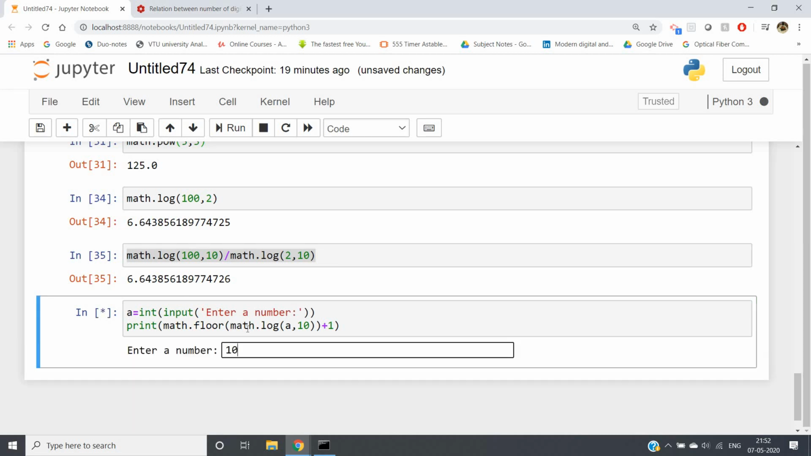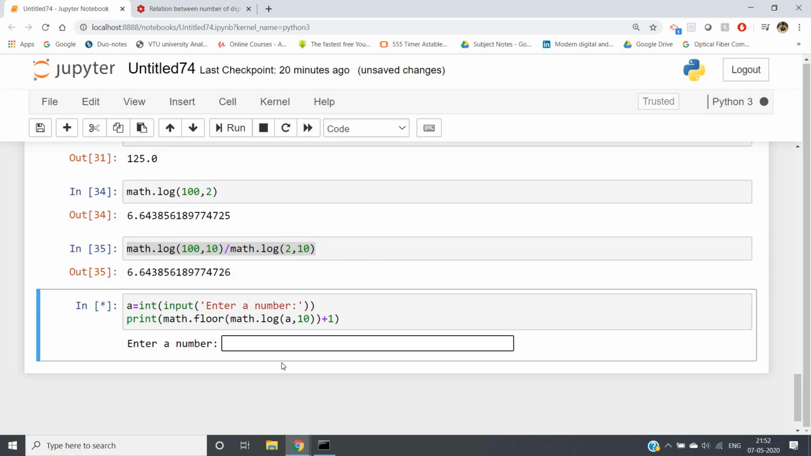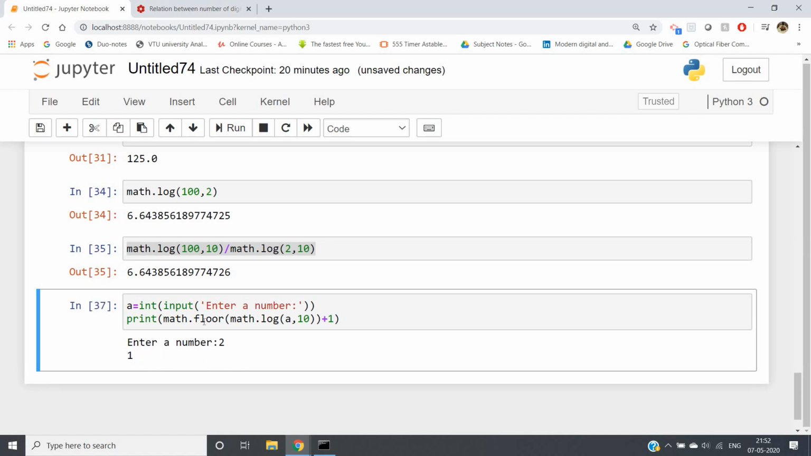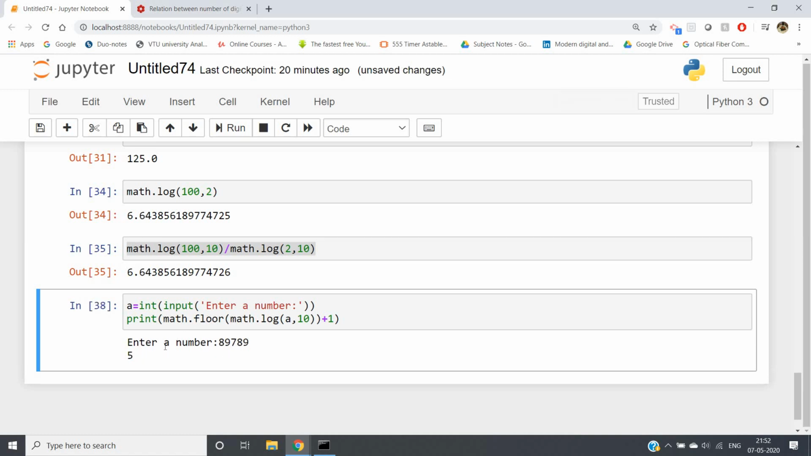Okay, so let us check. Suppose I am giving one number. What is the length? 6, right? There are 6 digits. Now if I run the code, I will be getting 6. Suppose I am giving 2, only one digit. If I click enter, I will be getting 1. If I give 89789, that is 5 digits. If I hit enter, I will be getting 5. So this particular formula will always give me the number of digits present in an integer.